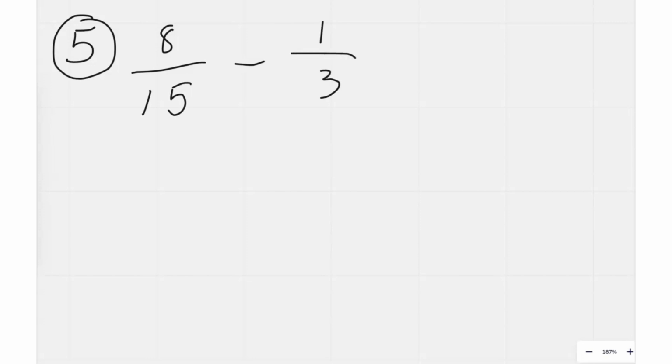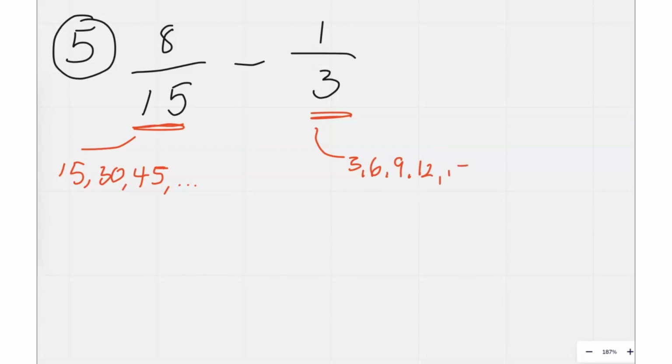Easy enough. Similarly, we can use the same method as we previously saw for finding common denominators. Let's say we have 8/15 minus 1/3. Before we can subtract, we need to transform these fractions to have a common denominator. Let's write out some multiples of 15 and 3. For 15, we have 15, 30, 45, 60, and so on. Lots of big numbers. And for 3, we have 3, 6, 9, 12, 15, and so on.